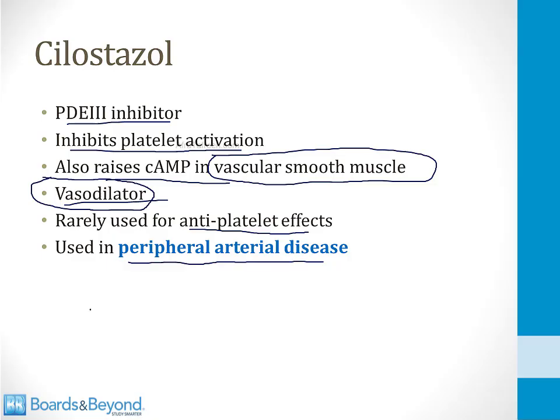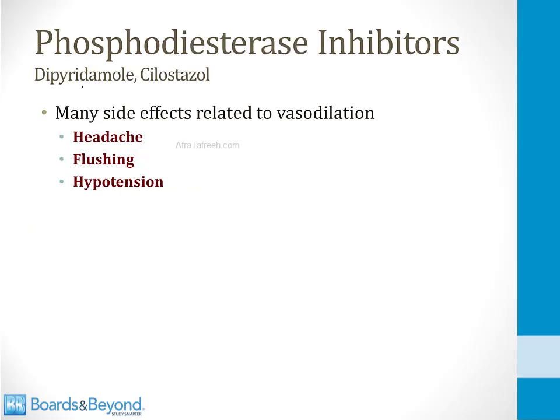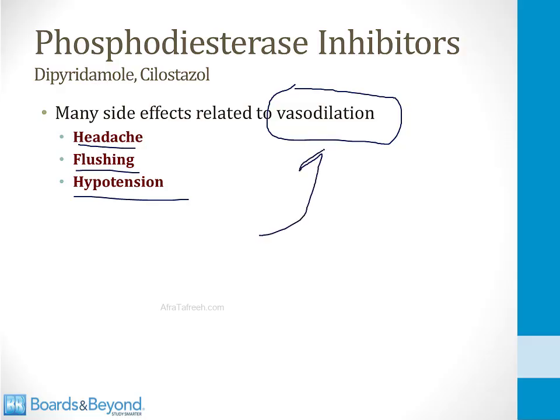decrease symptoms of claudication. If you can remember that the two drugs in this class have vasodilation properties, then it's easy to recognize their side effects because many of the side effects are related to vasodilation. Patients taking either of these drugs can develop a headache from meningeal vasodilation, they can develop flushing, and they can also develop hypotension. All of this is related to the vasodilation effects of both drugs.